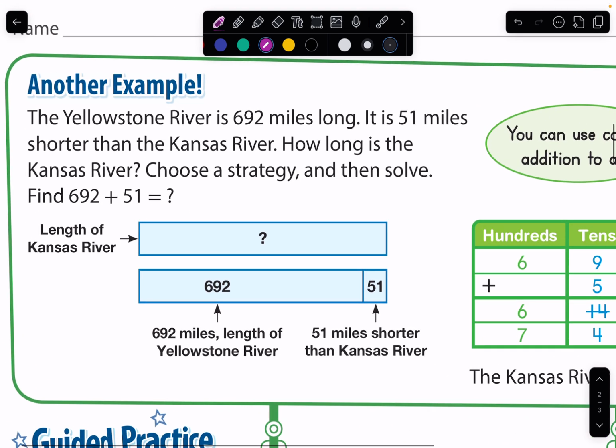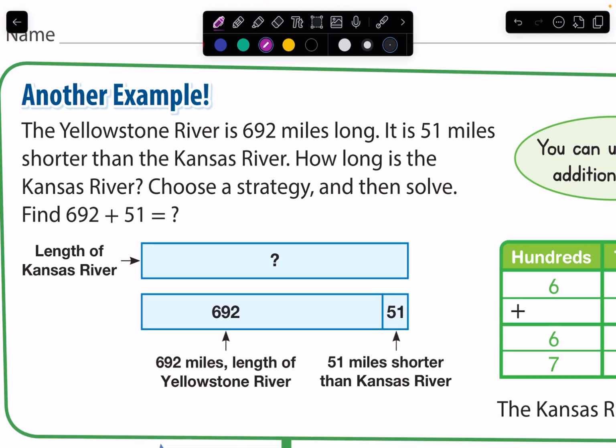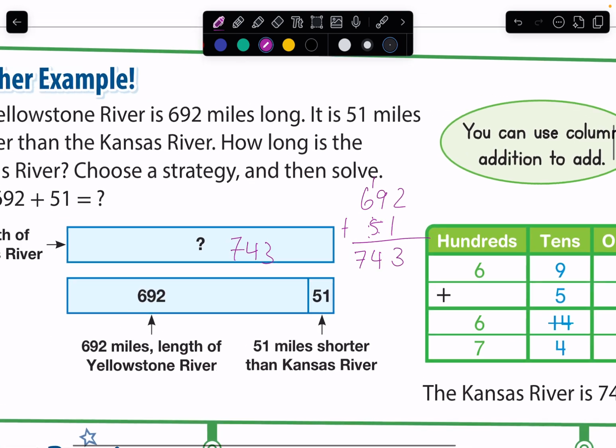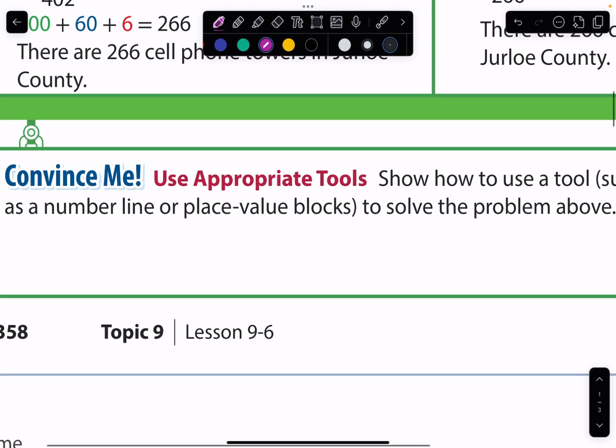The Yellowstone River is 692 miles long. It is 51 miles shorter than the Kansas River. How long is the Kansas River? Choose a strategy and then solve it. Find 692 plus 51. Well, in this case, that makes it a little bit easier for us. 692 plus 51 is 743. And there you are. Now, let's go back and review one with subtraction.